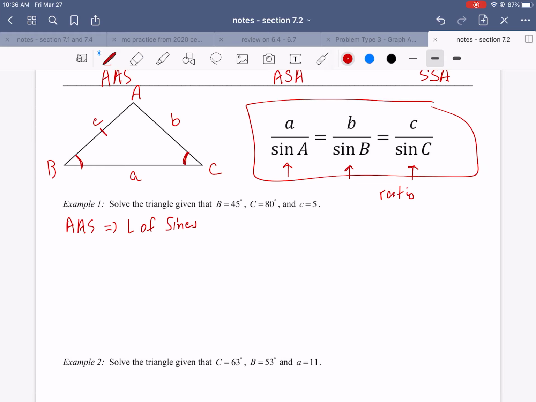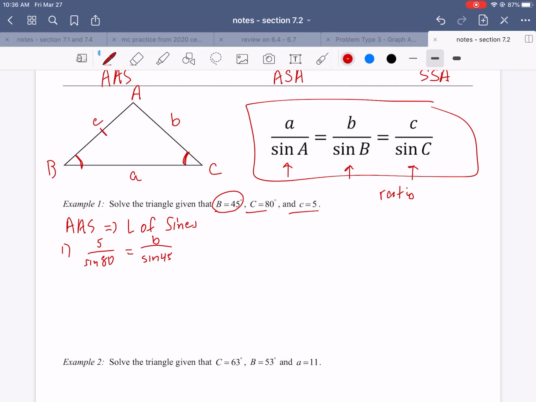But in section 7.3, we'll talk about the law of cosines. Okay, so in the law of sines, I have to be given one of the three ratios, either the A, the B, or the C ratio. And I see here that I am given the C ratio because I have angle C and I have side c. So I'm going to set up, first step, that C ratio, which is 5 over the sine of 80. And I'm going to set it equal to my B ratio because I'm given angle B. So my B ratio is going to be side b divided by sine of angle B. And then I'm going to solve that equation for little b.